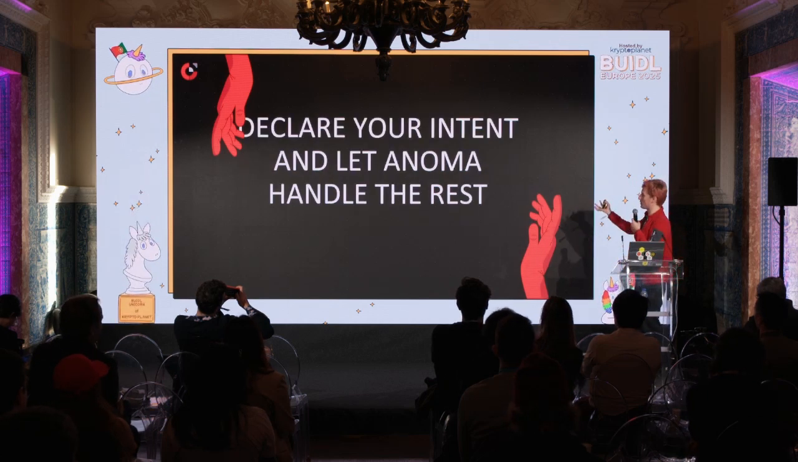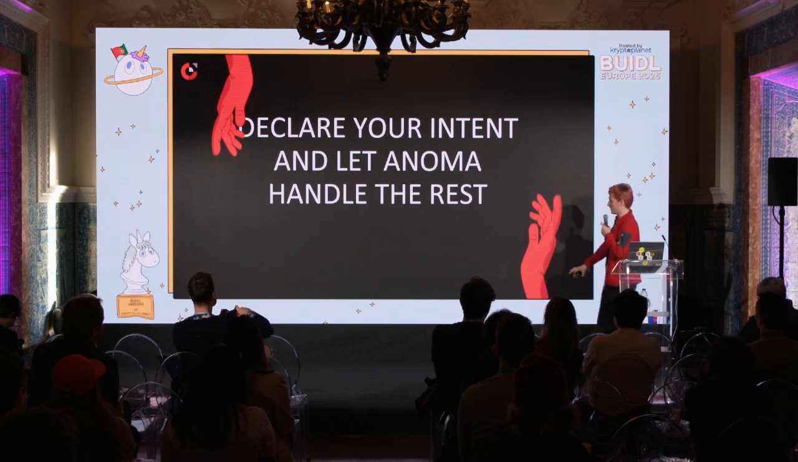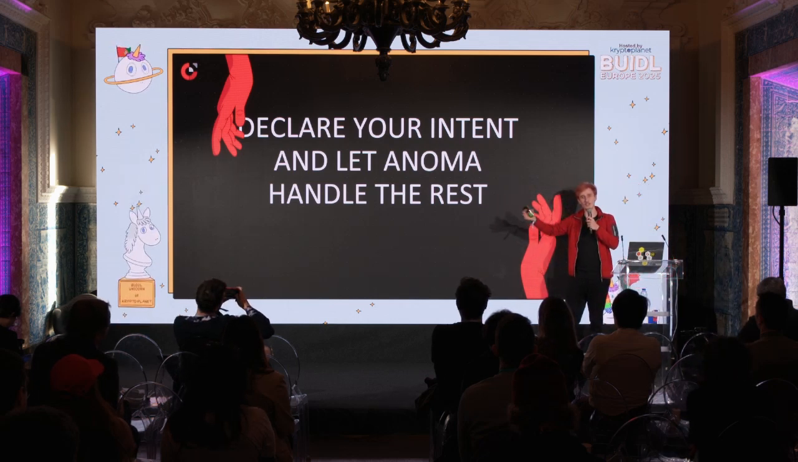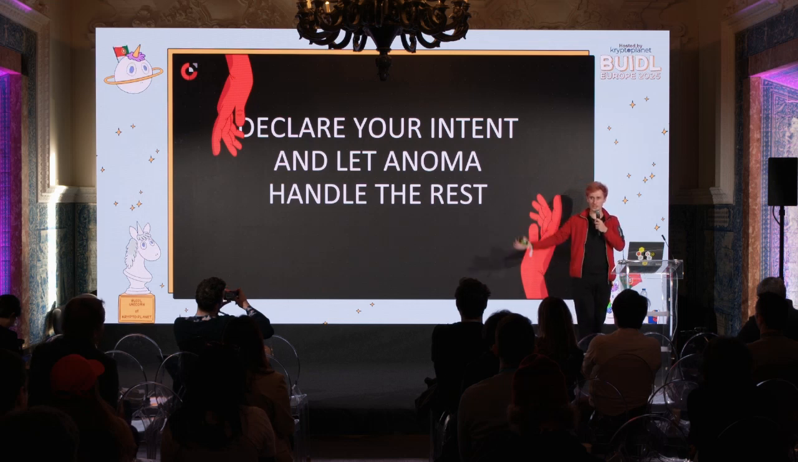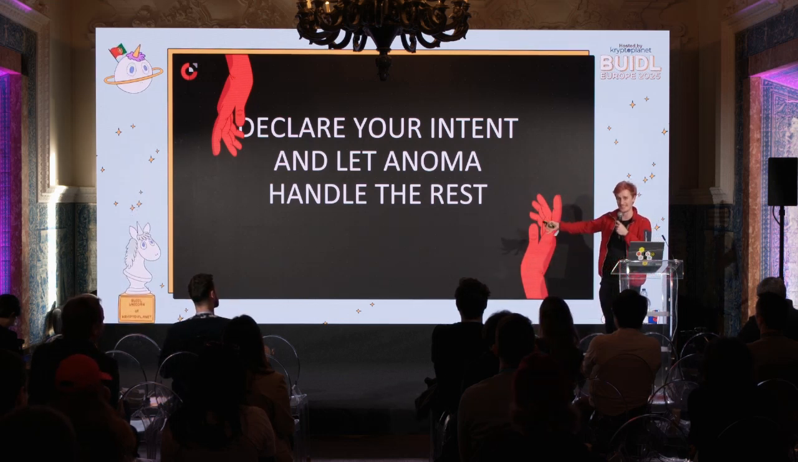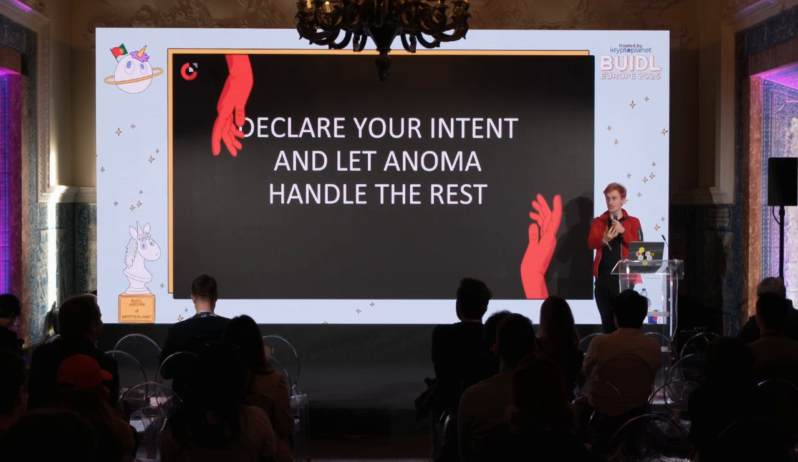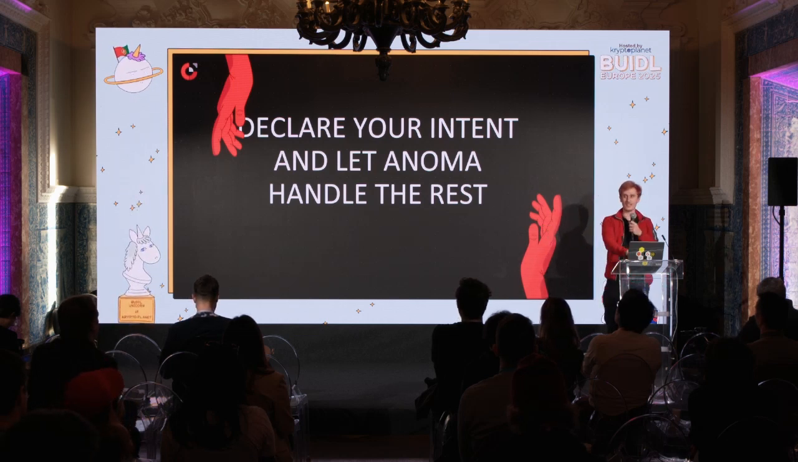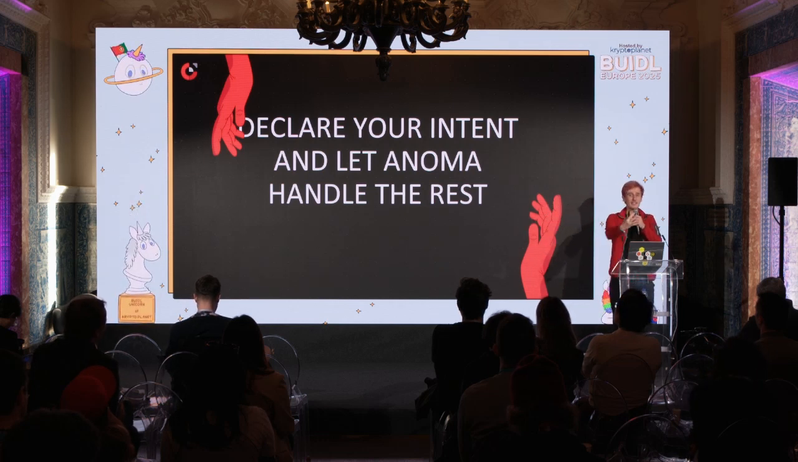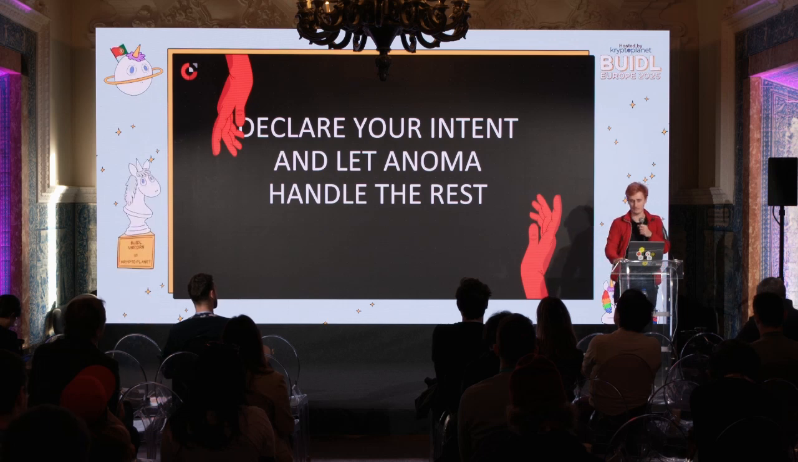Declare your intent and let Anoma handle the rest. The important thing to remember here is that there's no Anoma chain that you must send your intent to. If you want to use Anoma just on Ethereum because you want to stay on Ethereum, you can. If you just want to use it on NEAR, you can. There's no single global routing thing that you must send your intent to. You can also send your intent to your local instance run by your local government. This is really fundamentally up to you where you want to run these things.